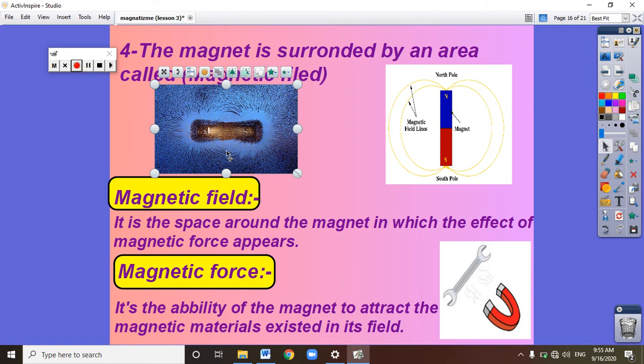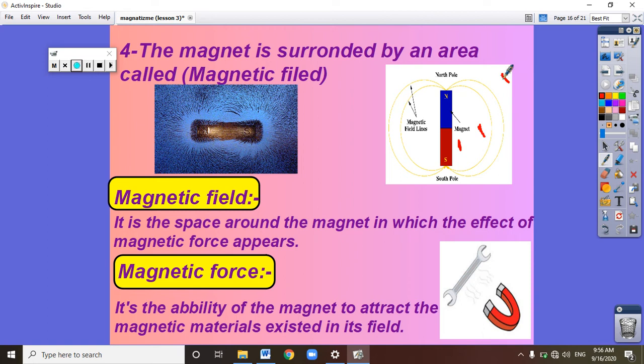What is the meaning of the magnetic field? It's the space around the magnet in which the magnet can attract the magnetic material. If I have here the magnet, and I have here a nail, and I put the nail here, will it be attracted to the magnet? Yes. If I put the nail here, will it be attracted to the magnet? Yes.